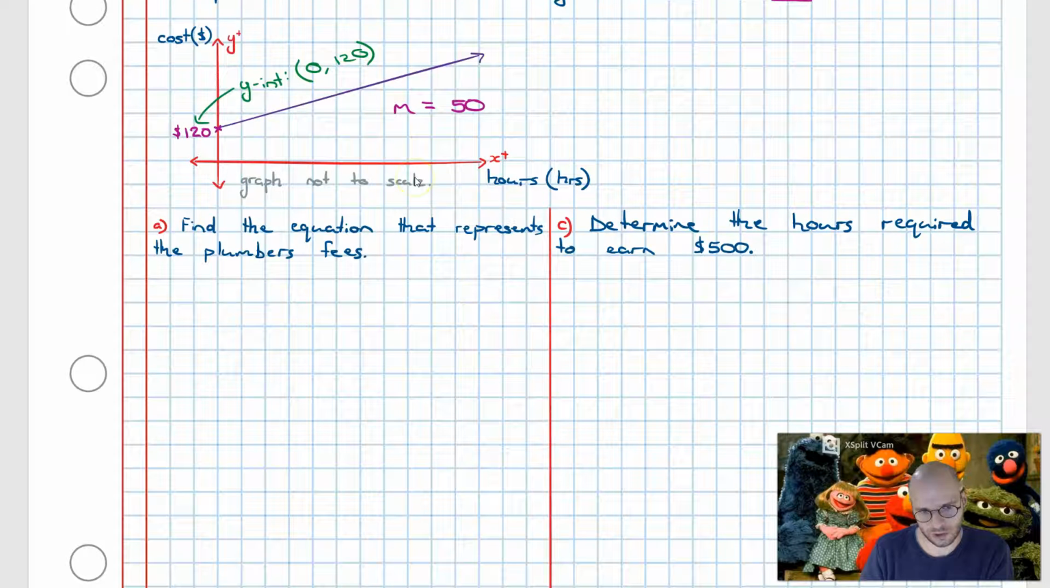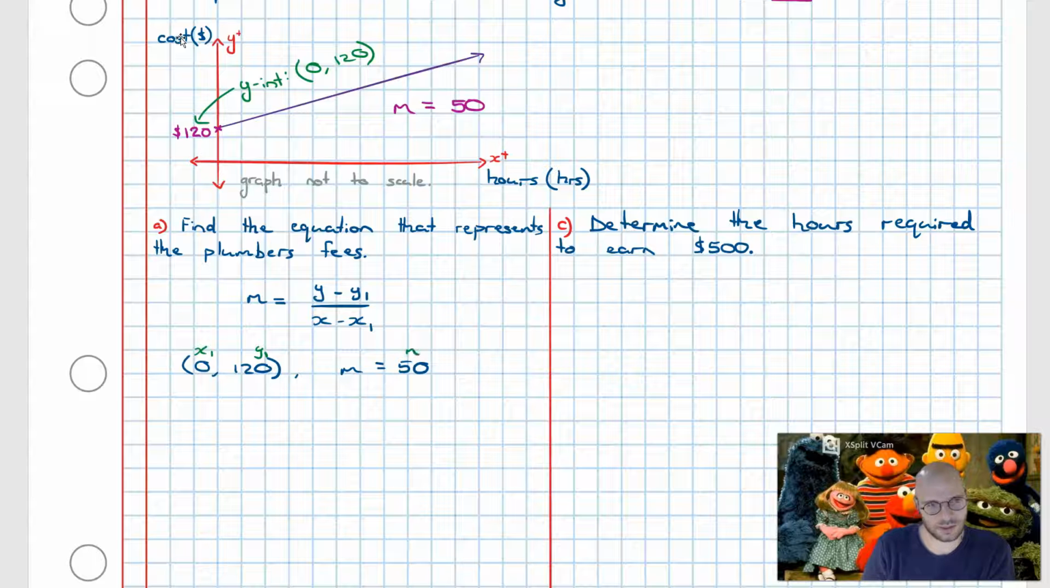As such, we compute the equation of the graph as m equals y take y1 over x take x1. Writing out our values, we're going to get 0 and 120. Then we're also dealing with m equals 50. We have our x1 here, y1 here, and then we have our m over here. We're now going to sub in the values. So m, which is now 50, is equal to y take 120 over x take 0.